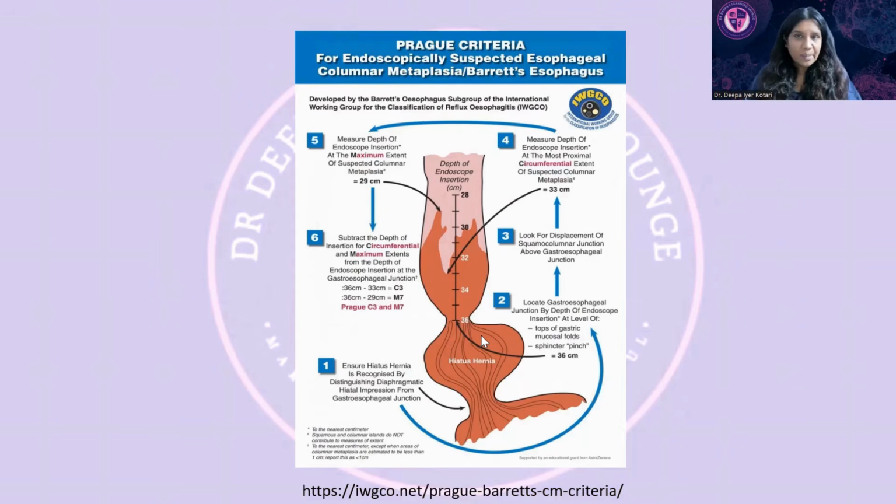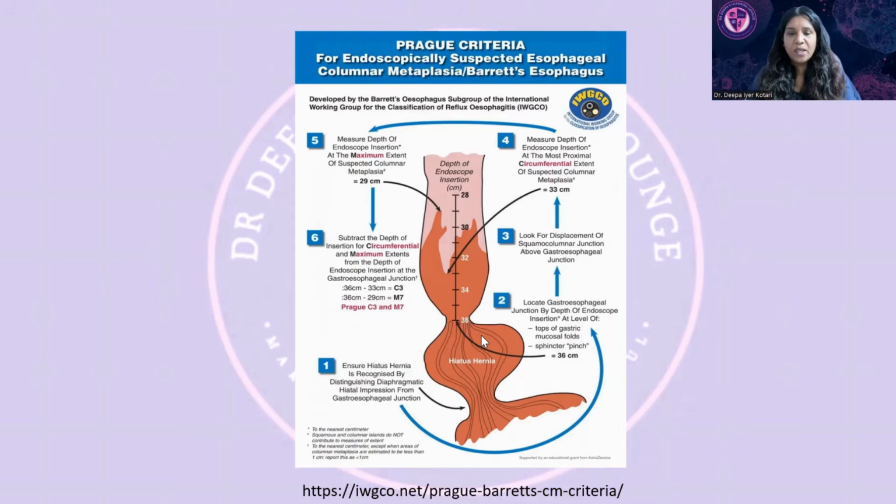So let's look at the step-by-step approach for Prague's classification. It is already labeled in the diagram. Take a look at the diagram. Step 1 is to first identify the gastroesophageal junction at the top of the mucosal folds. If a hiatus hernia is present, distinguish the diaphragmatic hiatus from the GE junction and make sure you measure from the GE junction. Step 2, identify the circumferential Barrett's mucosa and measure the length of the Barrett's mucosa that completely encircles the esophagus. That becomes the C value. In the sense, it is measured whether the entire circumference is involved or only three-quarters of the circumference, and that measurement is your C measurement.